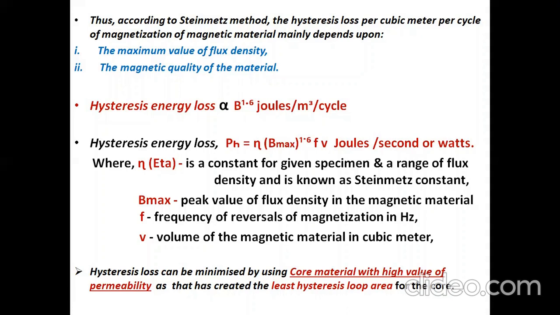Hysteresis loss can be minimized by using core material with a high value of permeability, as that has the least hysteresis loop area for the core.